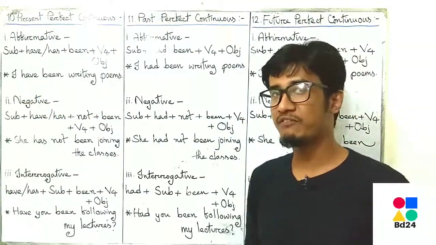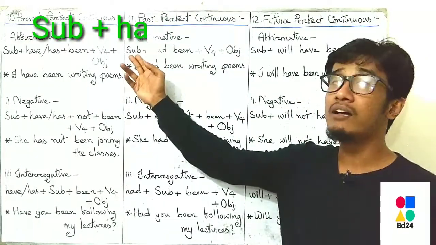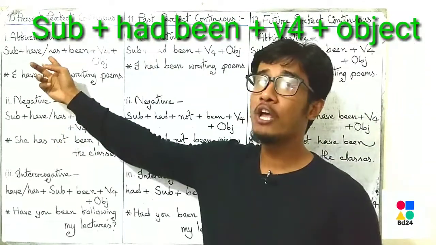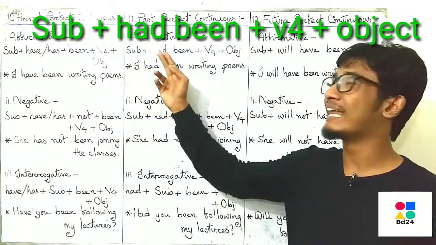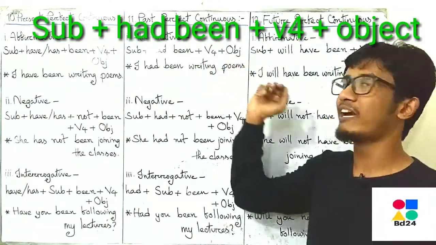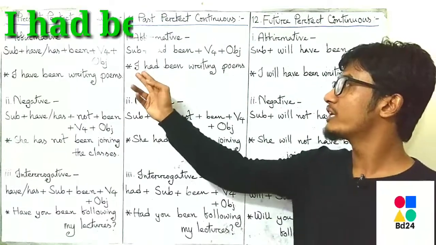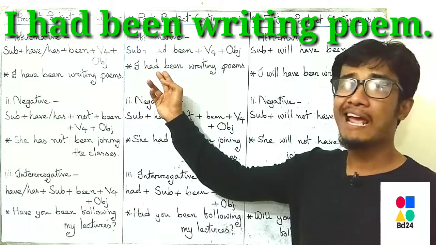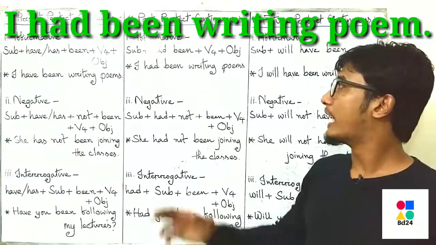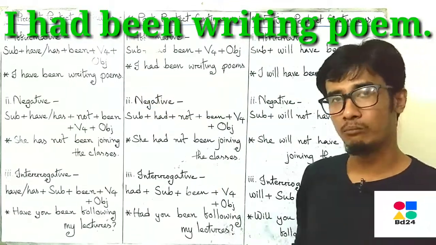Let's move on to the affirmative sentence of past perfect continuous tense. We start with a subject, then had been, not have or has, then V4, present participle form of a verb, and finally an object. So let me give you an example. Subject I, then had been. I had been, V4, writing, an object, poems. I had been writing poems.